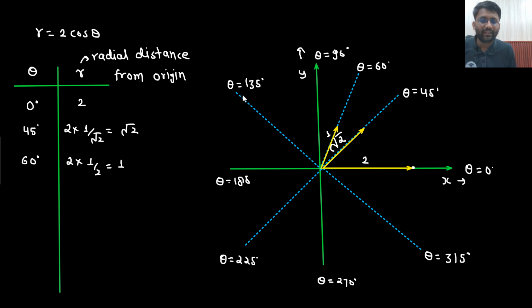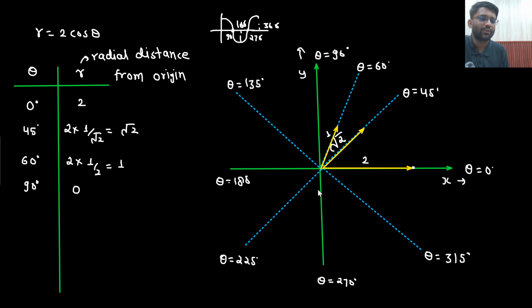Now when theta is 90 degrees, basically you draw the graph of cos. This is how the graph of cos looks. Here theta will be 90 degrees, here it would be 270, here 360, and in between it would be 180. So when theta is 90 degrees, here you put in, cos 90 is 0.